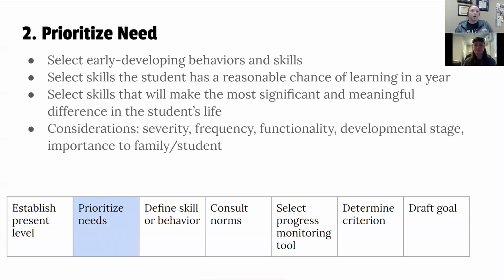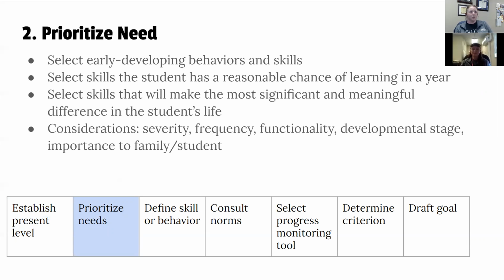The second step is to prioritize need. So for students who maybe have a lot of areas of need, here are some tips for selecting what you want to work on. So you might start with early developing behaviors and skills, so things that are more foundational to learning other further skills. Things that the student has a reasonable chance of learning in a year, so we want to make that reachable and attainable, and given the student's specific situation or condition that they have a reasonable chance of learning that skill.